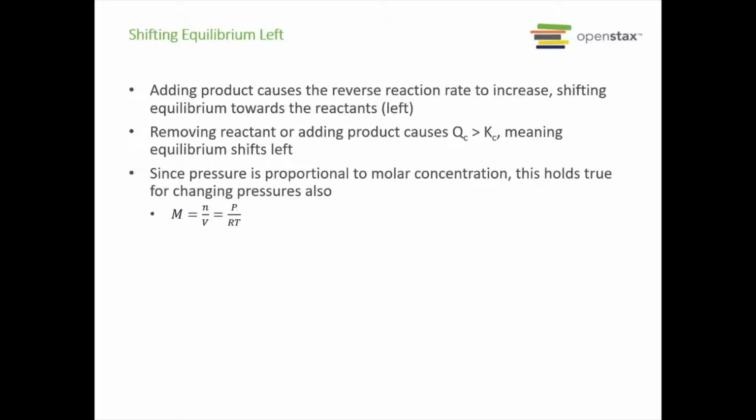To shift the equilibrium to the left, we can either add product, which is going to cause the reverse reaction rate to increase, shifting that reaction left, or we can also remove reactant. So removing reactant or adding product is going to cause your Q to be greater than your K, making our equilibrium shift left. And again, since pressure is proportional to molar concentration, this holds true for changing our pressures also.